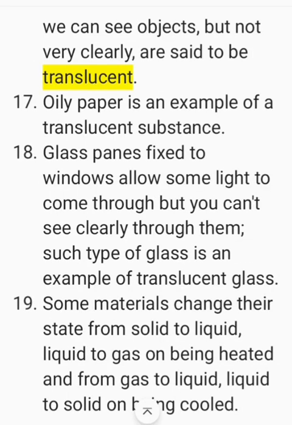The materials through which we can see objects, but not very clearly, are said to be translucent. Oily paper is an example of a translucent substance. Glass panes fixed to windows allow some light to come through but you can't see clearly through them. Such type of glass is an example of translucent glass.